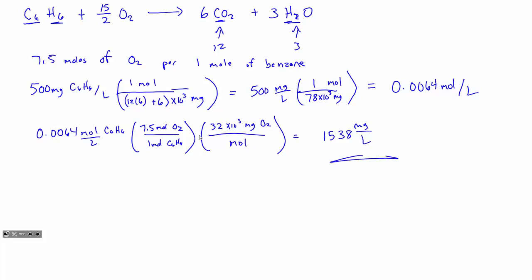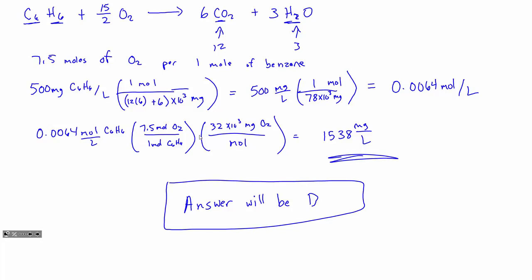And so if you notice in the problem statement, it says the amount of oxygen that will be consumed to completely biodegrade the benzene is most nearly. So we don't have 1538 as an option, but we do see the closest answer. That's going to be 1,600. So our answer will be D, 1,600. Okay?